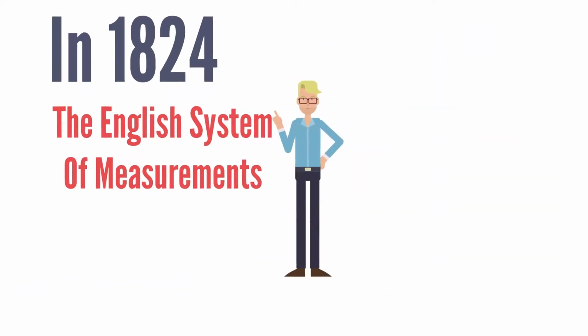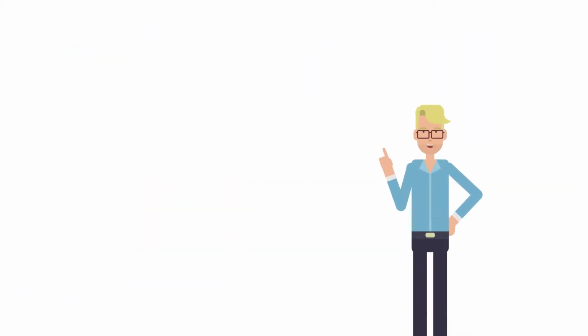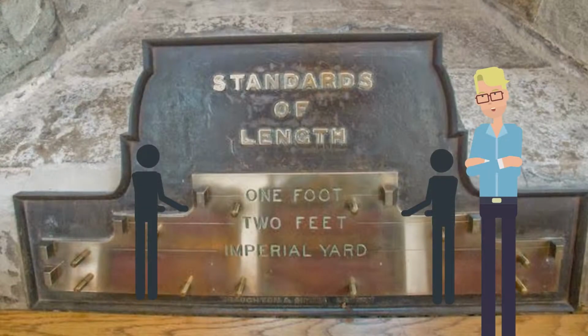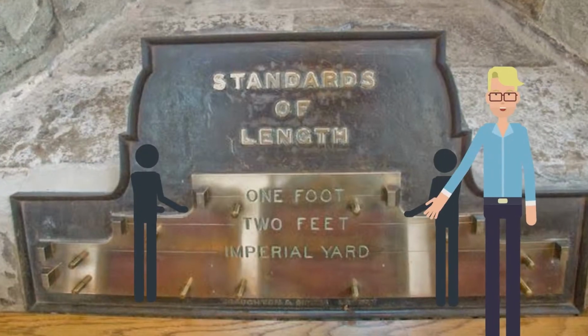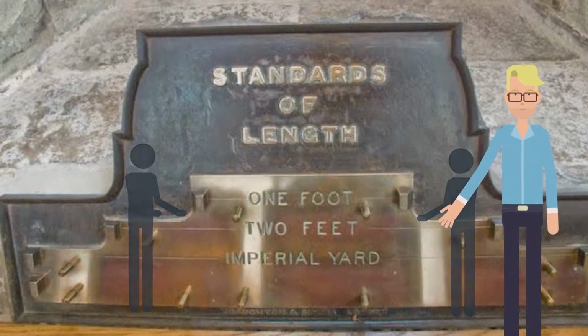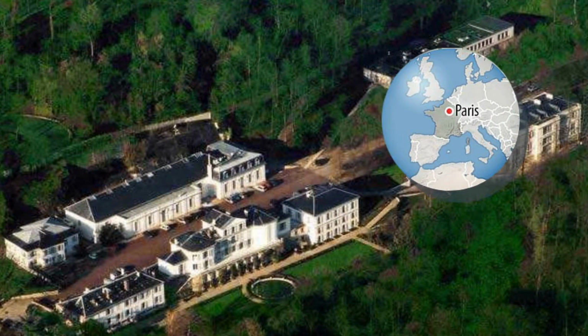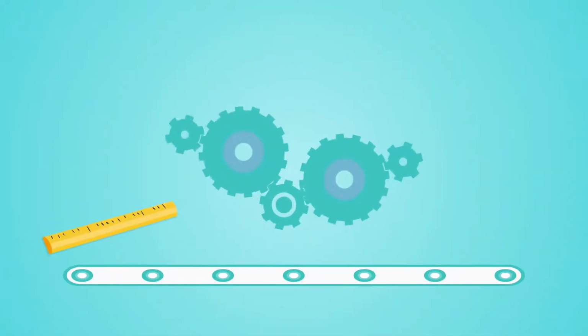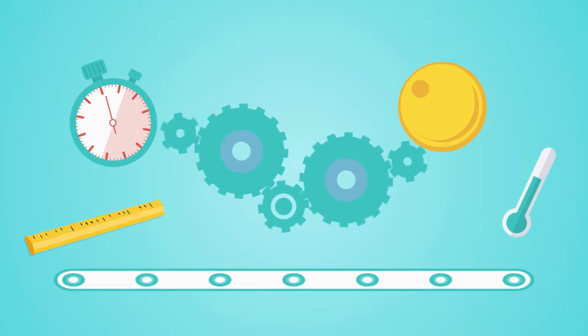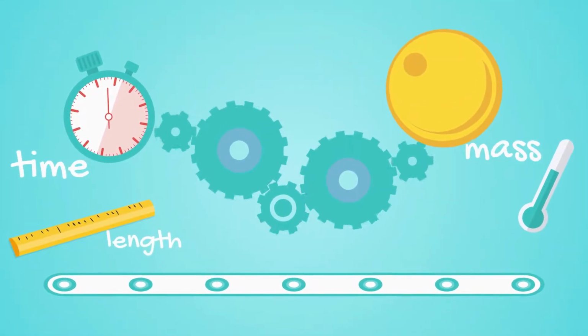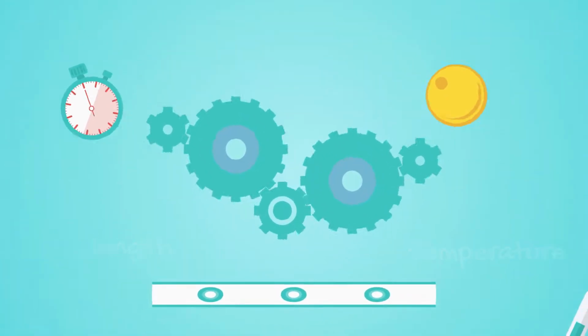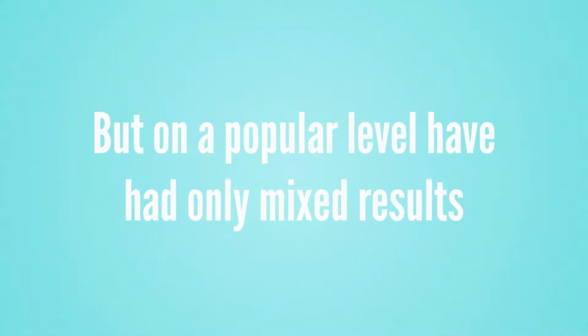This interpretation did not last long, and soon both the Americans and British were defining their yard as a decimal section of the special alloy formal meter kept under special conditions at the International Bureau of Weights and Measures near Paris. Both mechanical systems tried to unify all measurements to the lineal decimal qualities of length, time, mass, and temperature, but on a popular level have had only mixed results.